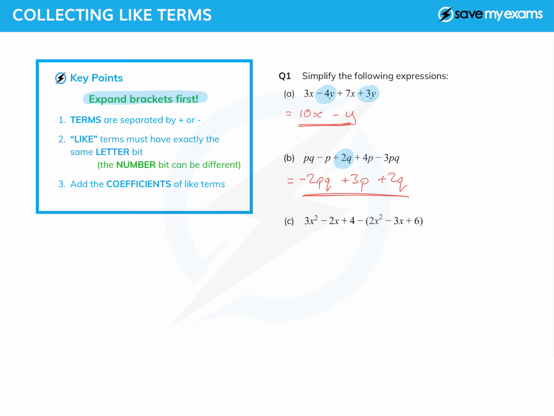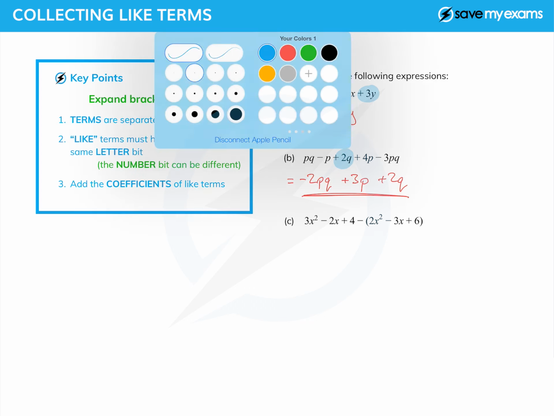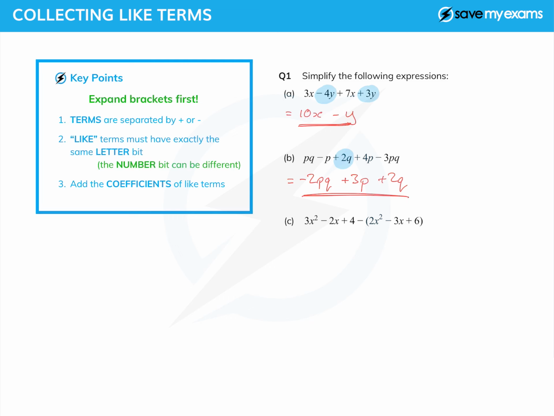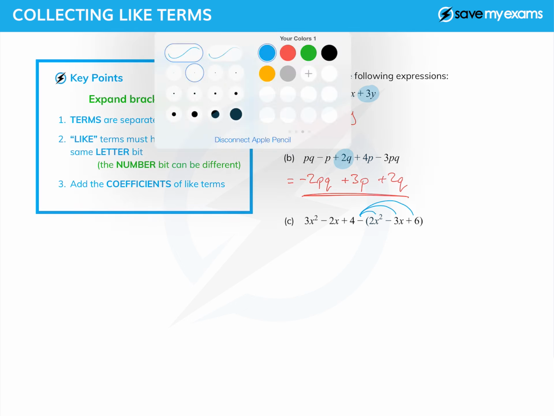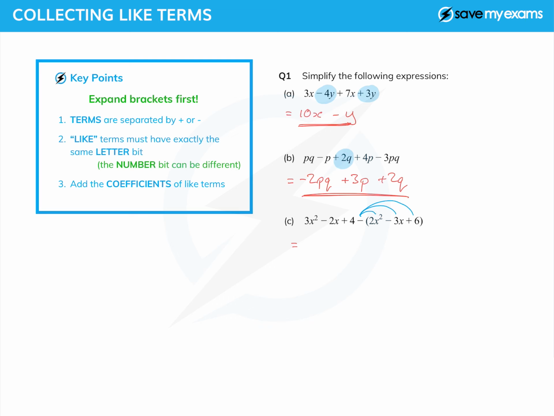Now, one of the things it says in the key points is expand brackets first. So I'm going to expand this bracket here. I've got a minus sign, which is minus 1, of course, times. I'm going to do minus 1 times the first term, minus 1 times the second term, and minus 1 times the third term, like that. So let's do that before we collect the terms.